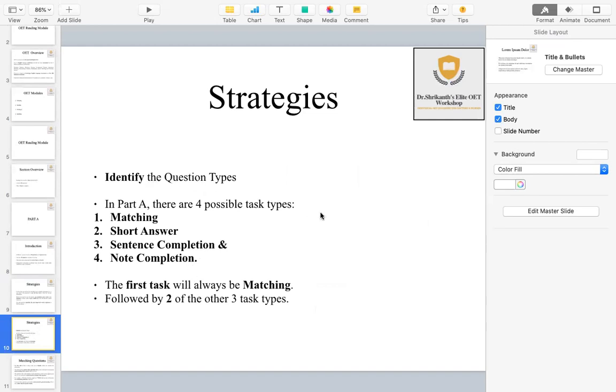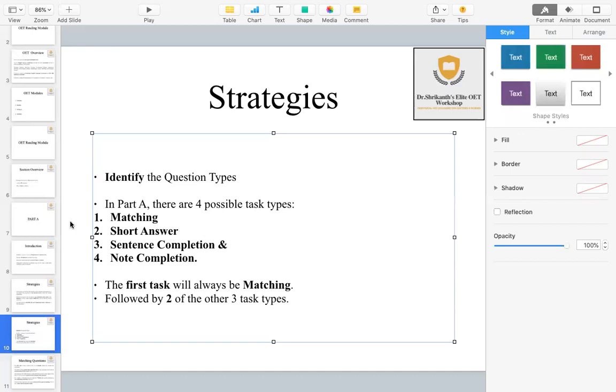Identify the question types. In part A, there are four different question types that you can possibly be given. The very first question type is matching question types, followed by short answer question types, followed by sentence completion or fill in the blanks, and then note completion. These are the four different question types that you can expect on part A reading. The first task will always be matching question types. This is always the first task, and then it will be followed by two of the other three task types that you can see over here.